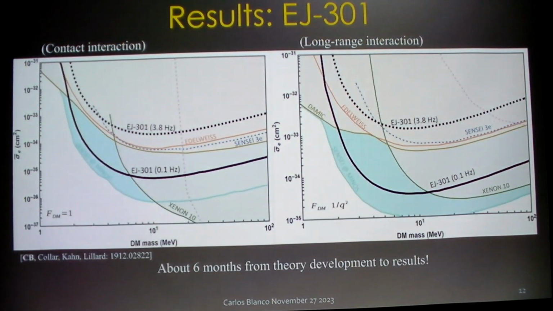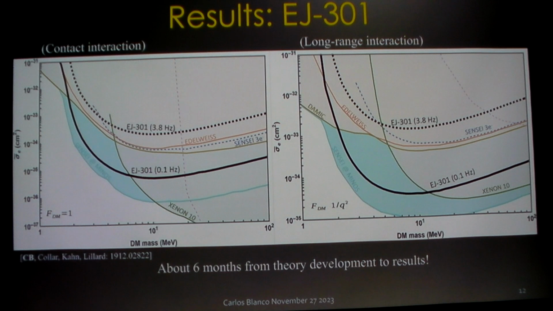And after about 6 months, we had honest-to-goodness results. These are the sensitivities for what was the bleeding edge at the time of silicon and xenon, and then our experiment is this dotted line, right? This 3.8 hertz corresponds to the limiting background that comes from what the PMT was seeing in its blinded mode.